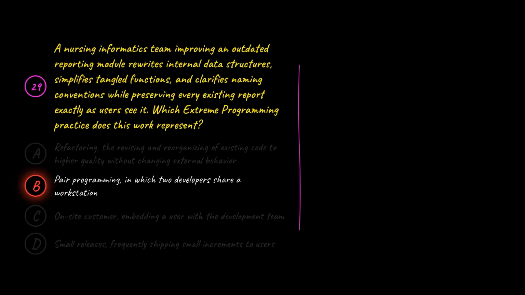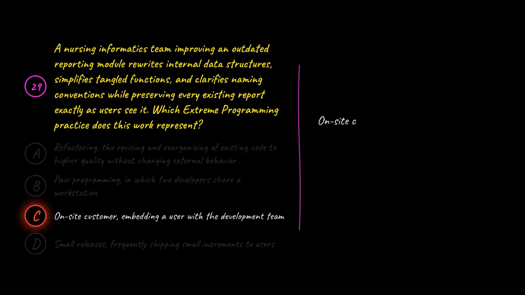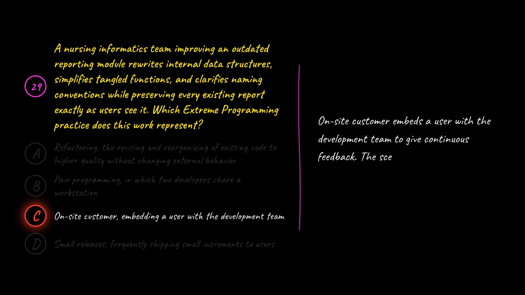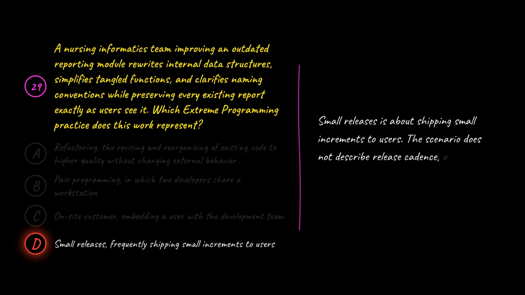B is wrong because pair programming describes the staffing model at the workstation, not the activity of restructuring existing code. C is wrong because on-site customer embeds a user with the development team to give continuous feedback. The scenario is about code quality work, not customer presence. D is wrong because small releases is about shipping small increments to users. The scenario does not describe release cadence, only internal code restructuring.